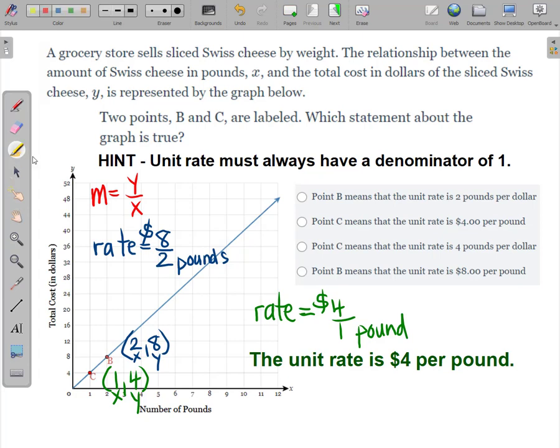So let's see if we have a match for that one. Point B means that the unit rate is $2 per pound. Nope, that's definitely not it, so we'll cross that out. Point C means the unit rate is $4 per pound. That looks like a match. I'm going to circle that.